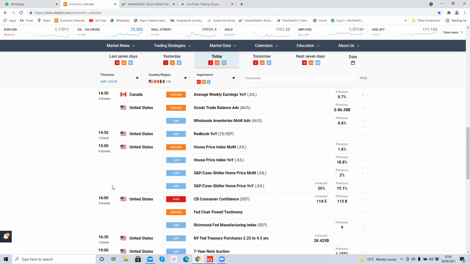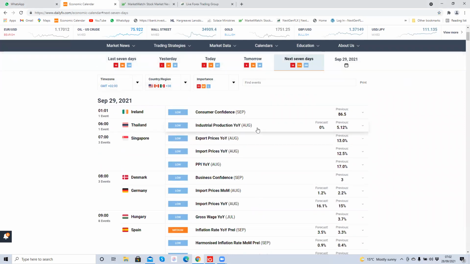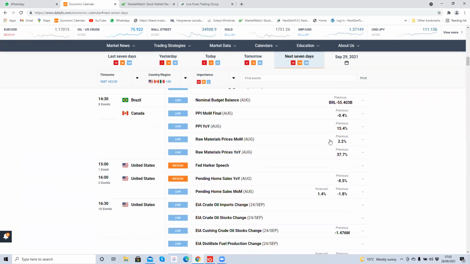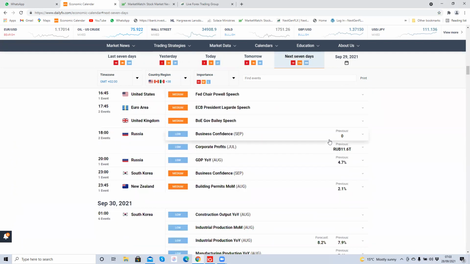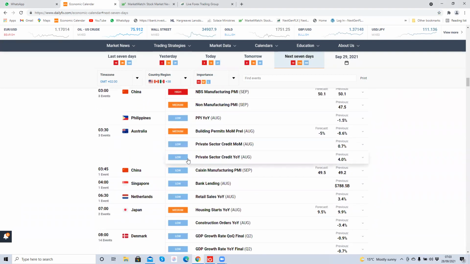But we'll also look at the rest of the week and see what's coming out for the rest of the week. So looking at the rest of the week, tomorrow is Wednesday, the 29th. Let's see if there's anything you'll be concerned about. So there's nothing coming out tomorrow. And let's see, Thursday, the 30th of September.